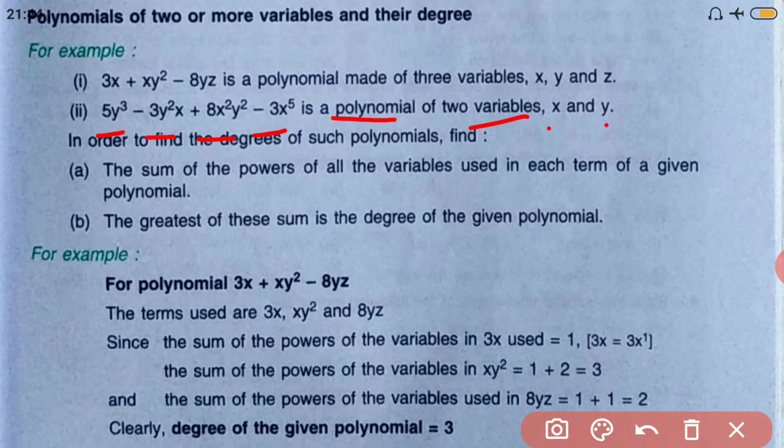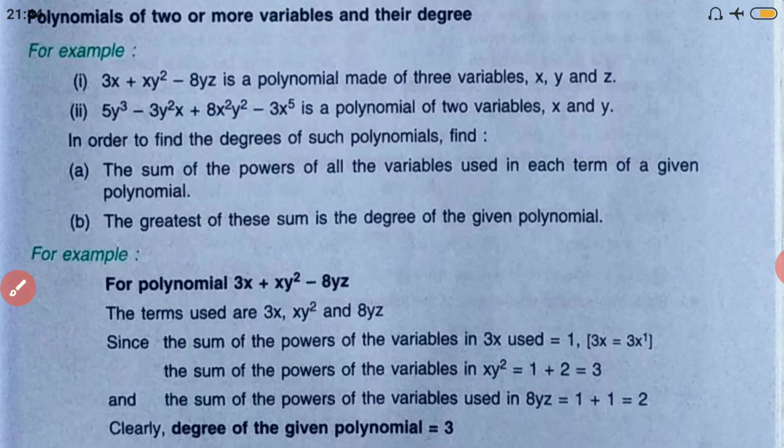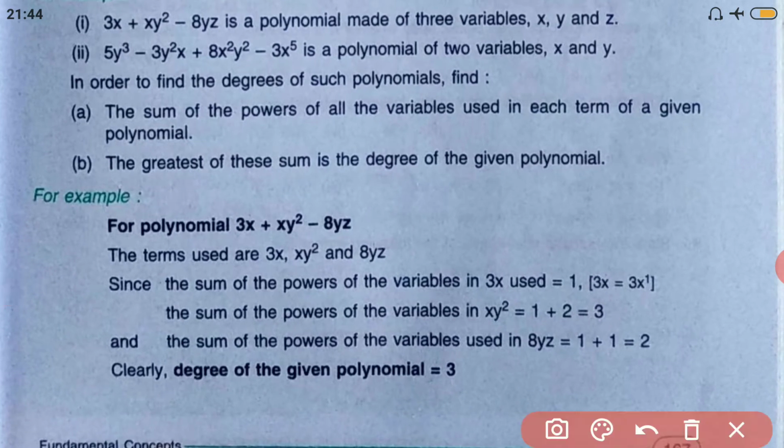So in order to find the degree of such polynomials, there are two steps. Number one, find the sum of the powers of all the variables used in each term of the given polynomial. I'll let you know how to find the sum of the powers. And number two, the greatest of these sums is the degree of the given polynomial. So let us try to understand this with the help of an example.